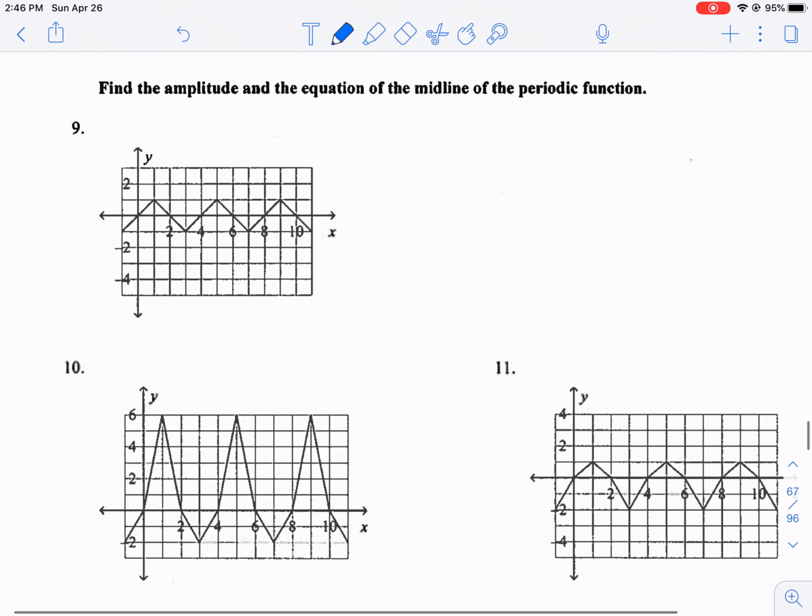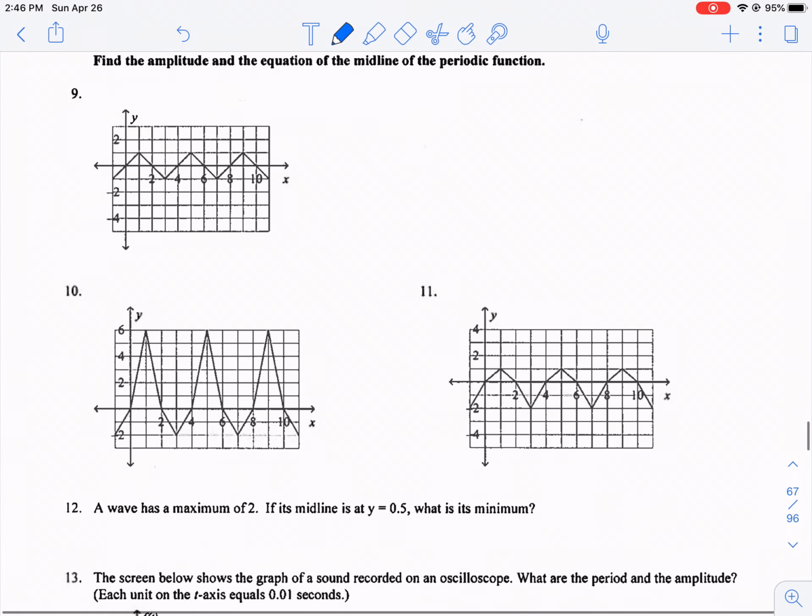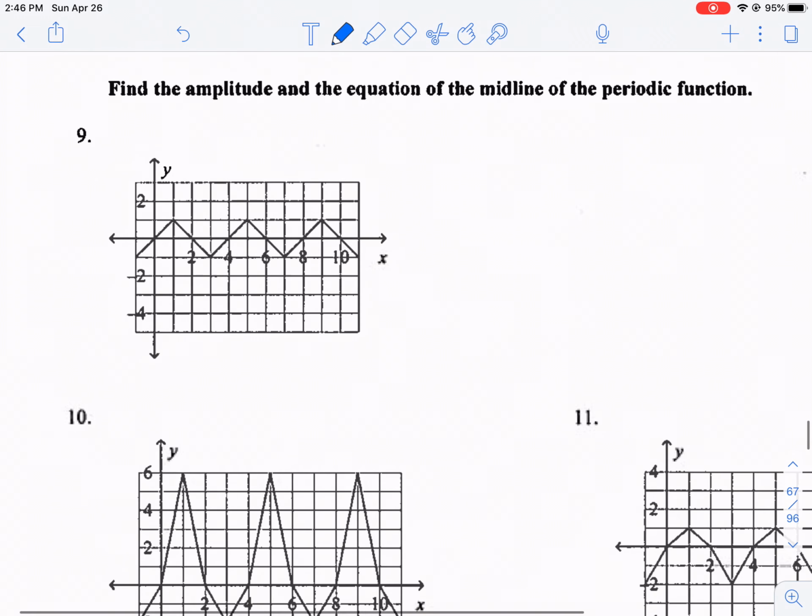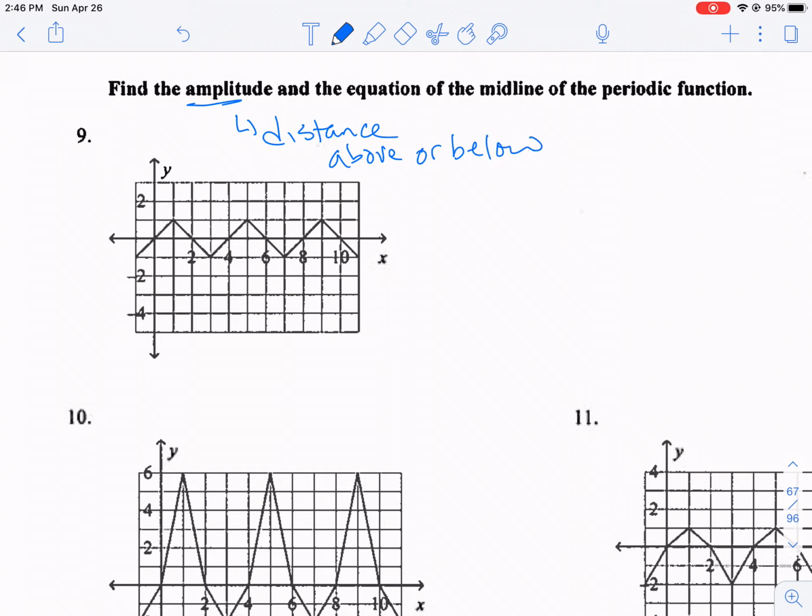Number 9, find the amplitude and the equation of the midline. So here you're being told that these three graphs, 9, 10, and 11, are all periodic. Okay, so those are periodic graphs. So then we need to find the amplitude. The amplitude is the distance above or below the midline.